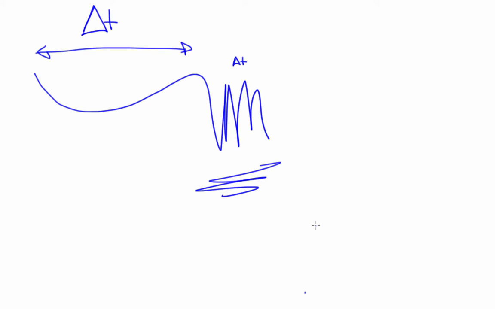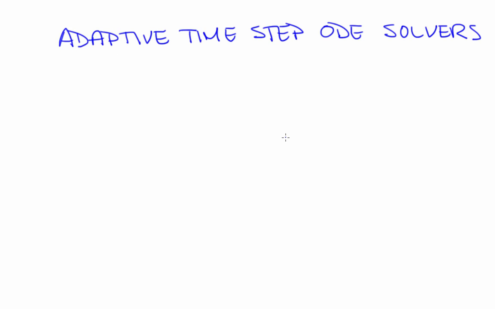The solution is obvious. You should use different size time steps in the different regions. But remember that you don't actually know the landscape when you set out to solve an ODE. That's exactly the answer that you're trying to find. And what that means is that you have to figure out as you go along whether or not the step size you're using is okay. And that's what adaptive time step ODE solvers do. By the way, you can also imagine adapting the order of the method, using a better method in the wigglier regions and a less good and less work method in the smoother regions. I'll talk about that in the next segment.